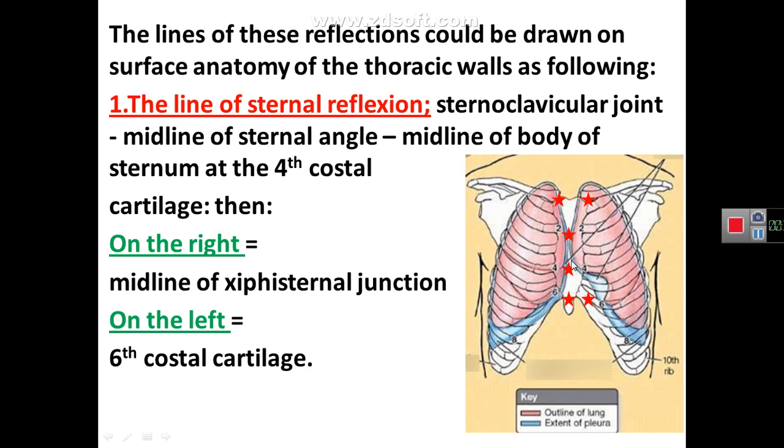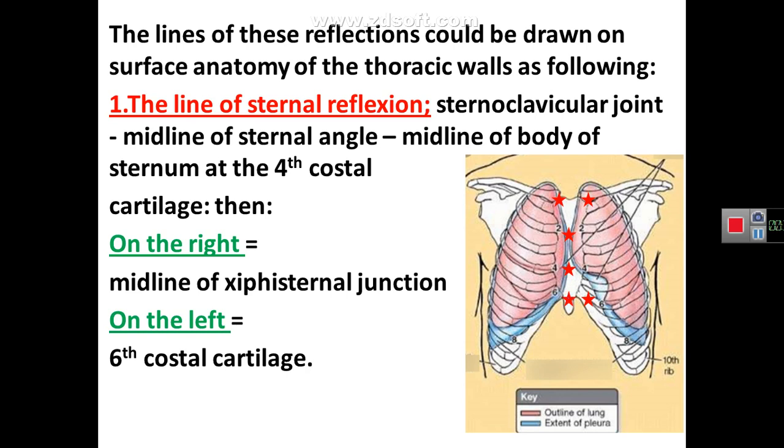Next, I will draw a midpoint at the level of the fourth costal cartilage, also for the right and left side. More inferiorly, the other point for the left sternal reflection will be different from the right. From this point, the midpoint at the fourth costal cartilage, the line of sternal reflection on the right side will connect to a midpoint at the xiphisternal joint. This is for the right sternal reflection.